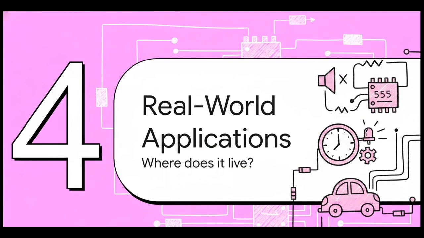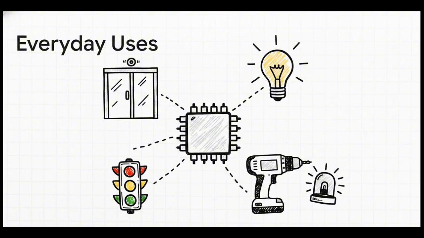Where does it live? Because it's so incredibly reliable, the 555 is quite literally everywhere. That monostable one-shot mode gives you the perfect delay for things like automatic corridor lighting or automatic doors. And the astable heartbeat mode, that continuous pulsing powers flashing traffic lights, wailing security sirens, and even controls the speed of small DC motors in your battery-powered tools.